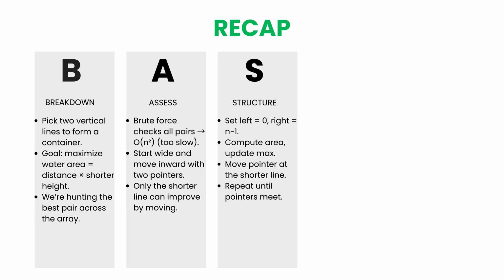Structure recap. We begin with 2 pointers, one at the start, one at the end. At each step, we calculate the area and record the maximum seen so far. Then, we move the pointer at the shorter line inward, since only a taller line can increase the area. The process continues until the 2 pointers meet.